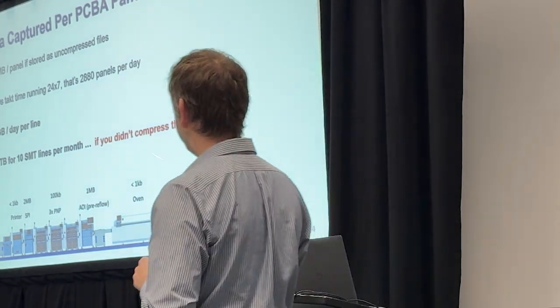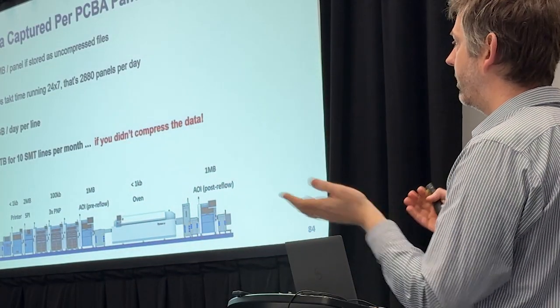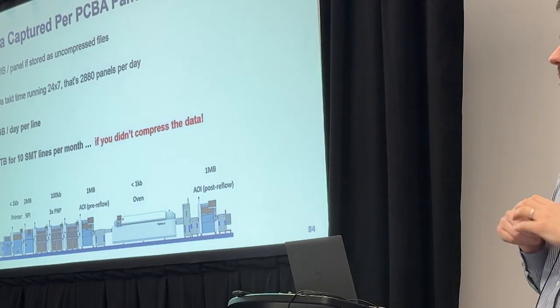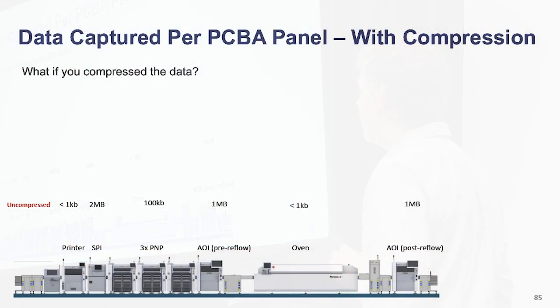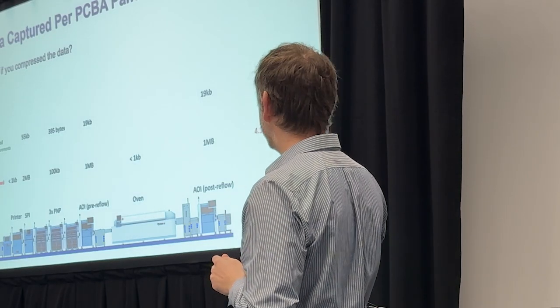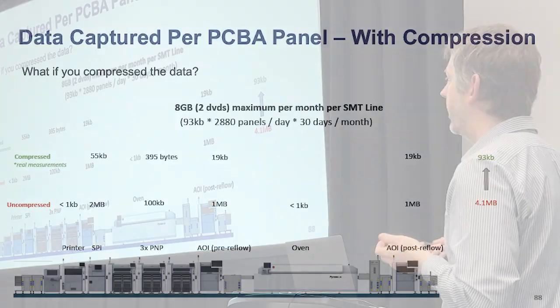But this assumes you don't compress the data. And this is one of the things that changed around the 2015 timeframe: very good numerical compression algorithms applied to data storage. So if you compress that, it goes down from that much to about 93 kilobytes. This is actual results from around 500 SMT lines on average. So suddenly it goes from, oh, that's a lot of data, to actually, that's not very much. That's just like a couple emails.